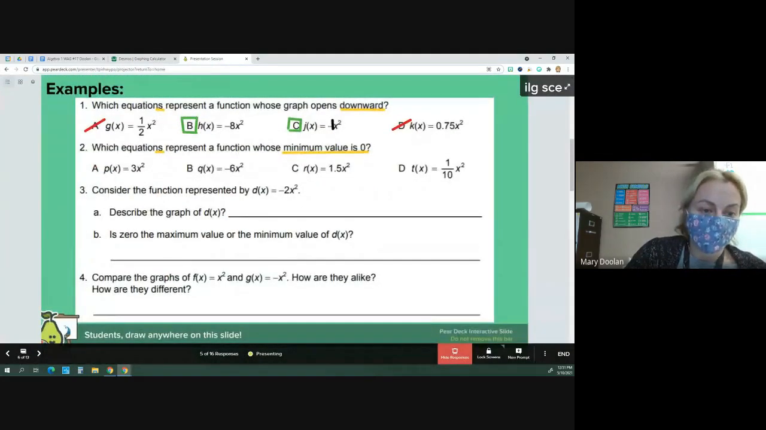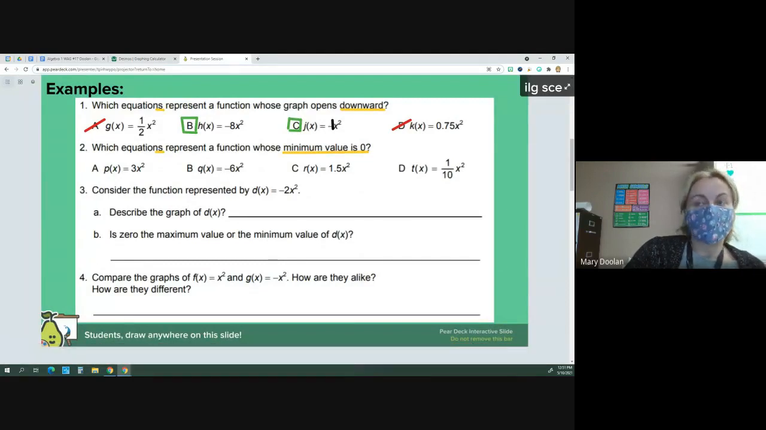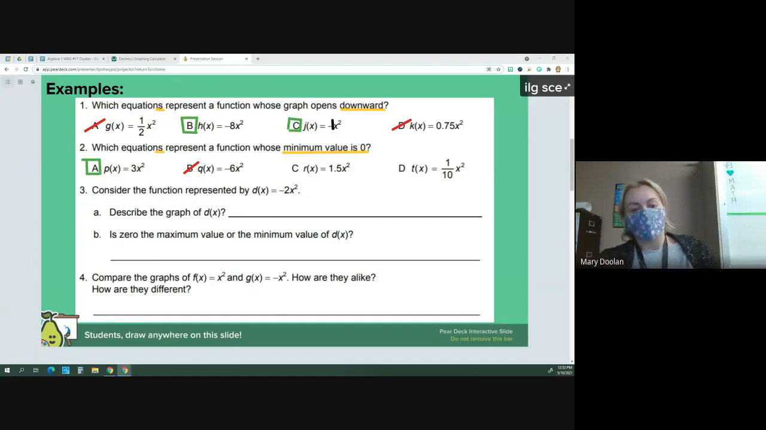All right, so just start going through them. A, we have p of x equals 3x². A is equal to 3. It's positive. Awesome, that works. Going to the next one, q of x equals -6x². That's a negative A, -6. It's negative, so that's not going to work. That one's going to open downward and have a maximum value of 0.